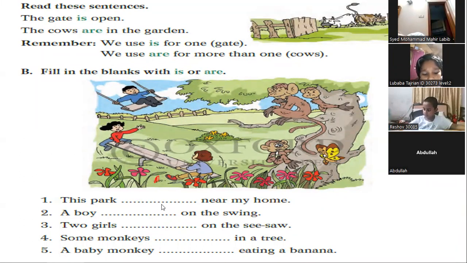So, my answer is... Number one, the park is near. Number two, a boy is on the swing. Number three, two girls are on the seesaw. Number four, some monkeys are in the tree. Number five, a baby monkey is eating a banana. Very good. Thank you. So that's all for today's exercise.